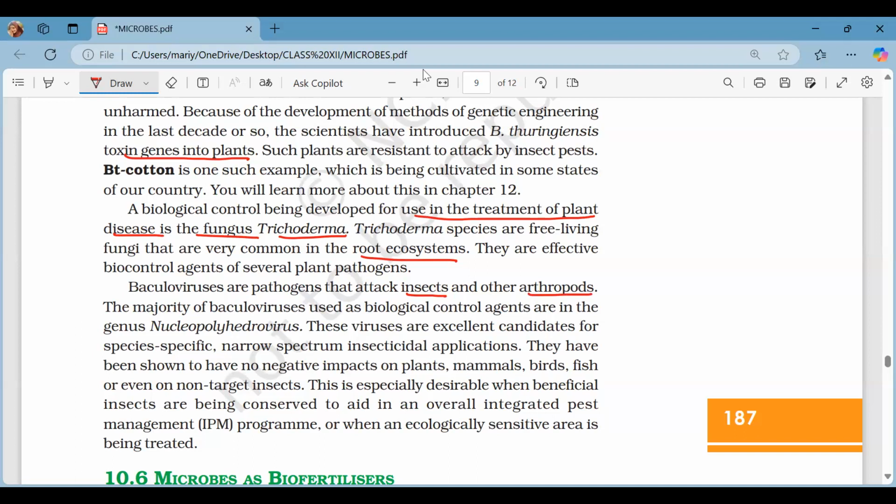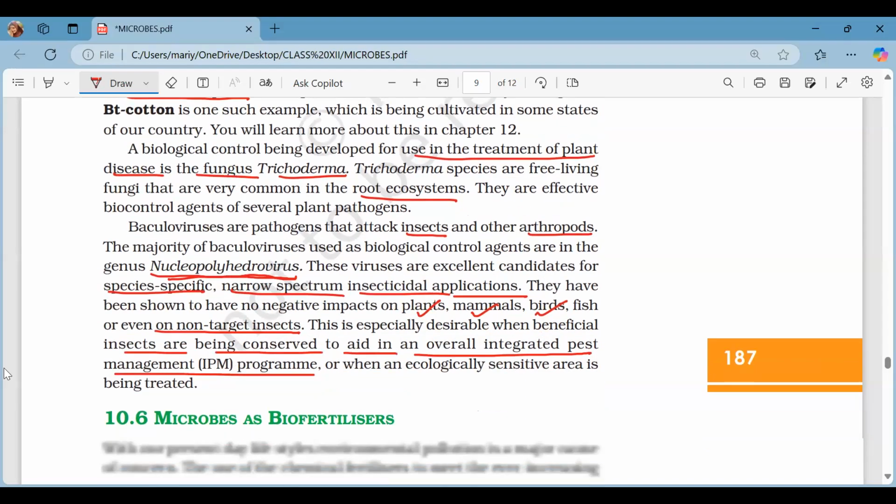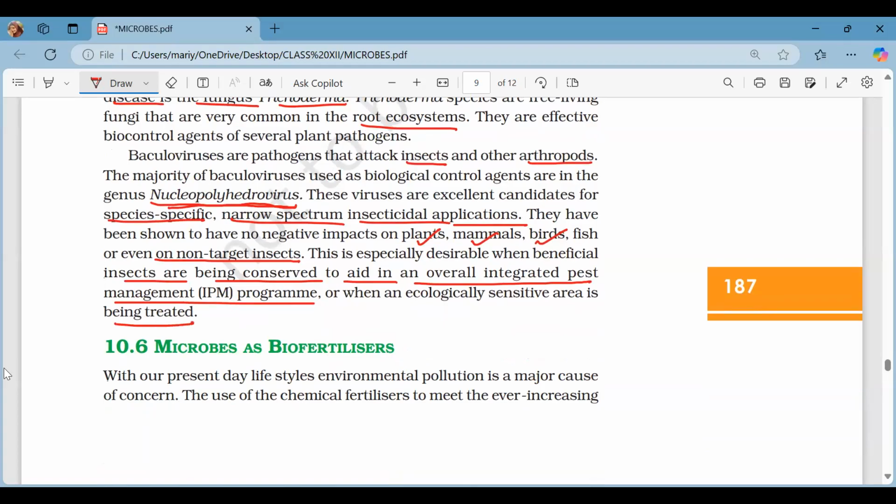The majority of baculoviruses are used as biocontrol agents. They are in the genus Nucleopolyhedrovirus. These viruses are excellent candidates for species-specific, narrow-spectrum insecticidal application. They have been shown to have no negative impacts on plants, mammals, birds, fishes, or even non-target insects. So they just infect the insect and no one else. That is why we can say that biocontrol is actually the best form, isn't it? This is especially desirable when beneficial insects are being conserved to aid in an overall integrated pest management program, IPM, where an ecologically sensitive area is being treated. Integrated pest management is when we control the pest in a sustained manner without harming anything else. Clear?